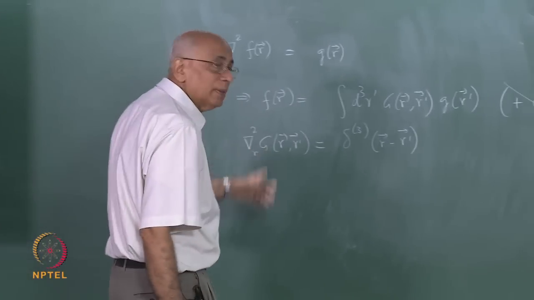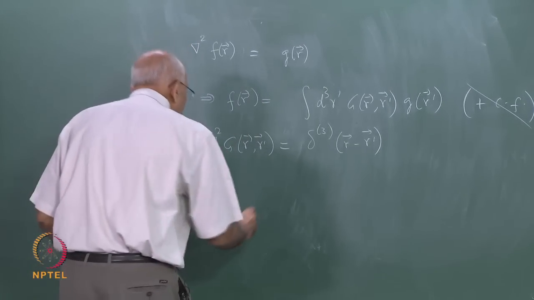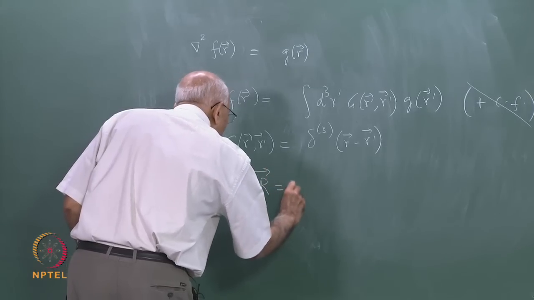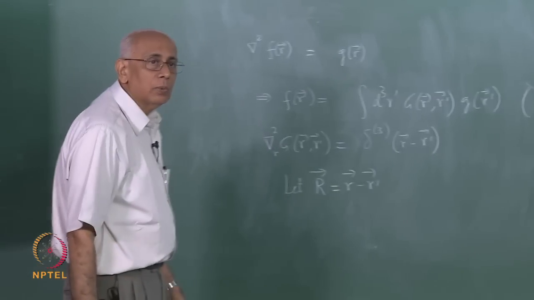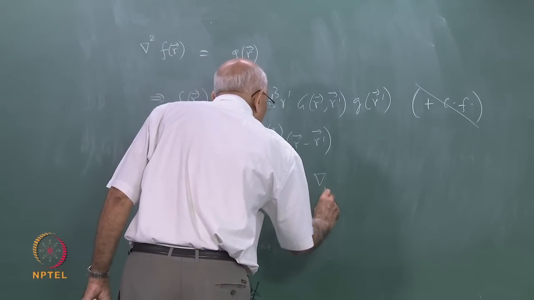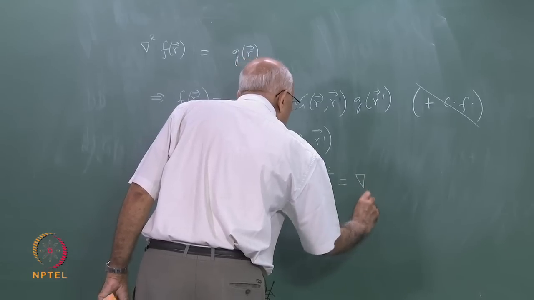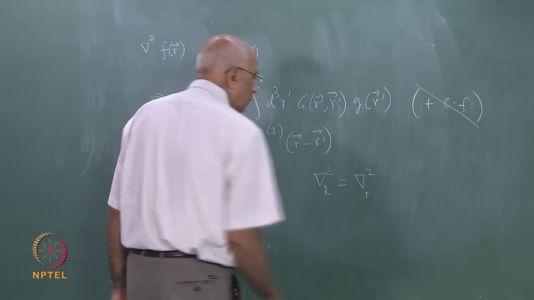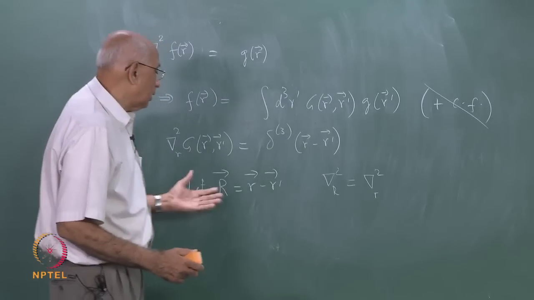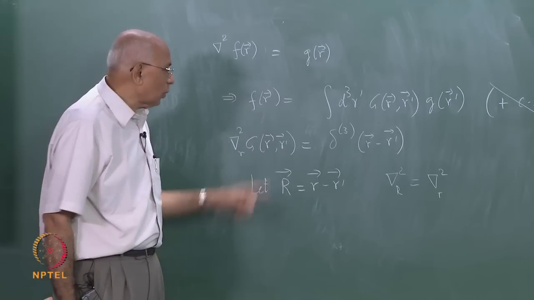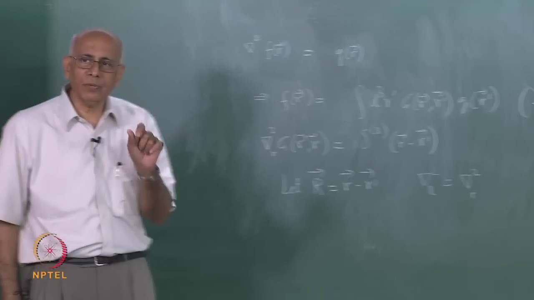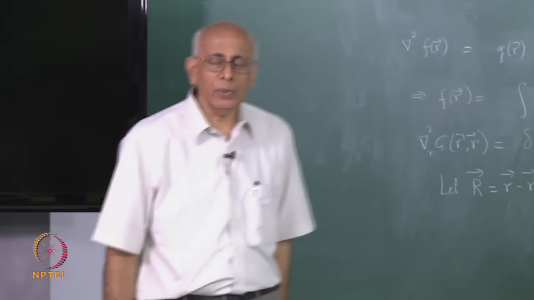Del squared is invariant. So if I put capital R equal to r minus r prime, my statement is that del r squared is the same as del R squared. It is just a shift. So this could be written as del squared with respect to capital R vector equal to delta 3 of capital R vector. So can I now assert that this also is a function of capital R vector? Can I do that?